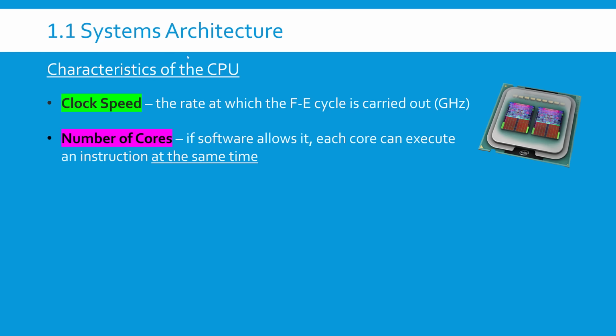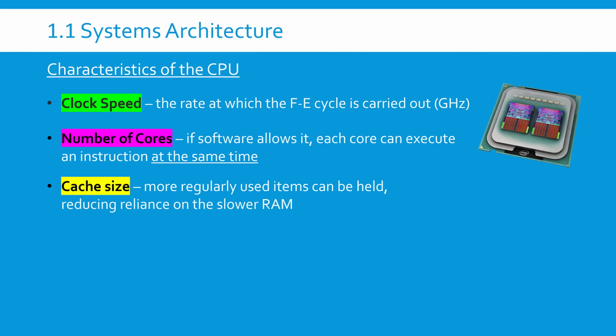Essentially, if you've got more than one core, they're really a mini processor inside the CPU. So multiple cores, if your software allows it, will mean each core is able to do its own cycle at the same time, meaning instructions can be executed at the same time in your CPU. Cache size is another factor. If you've got a bigger cache, you can store more regularly used items, which means you've got less reliance on the slower RAM. It also speeds things up. So if you increase any of these three things, either together or individually, it will increase performance.